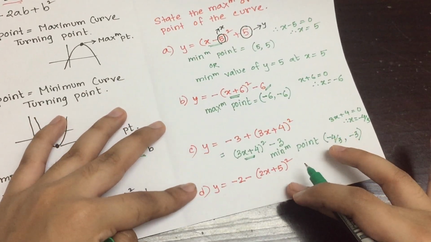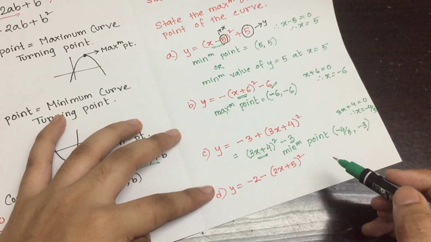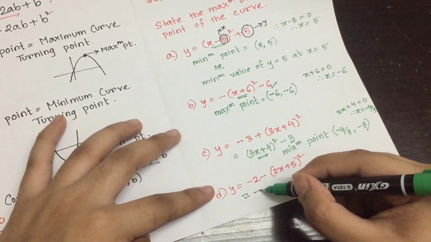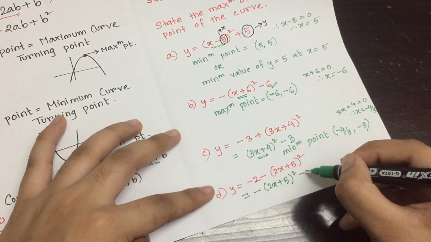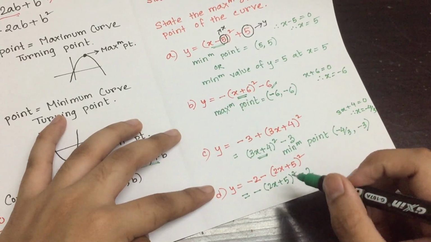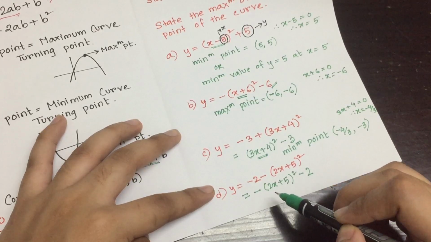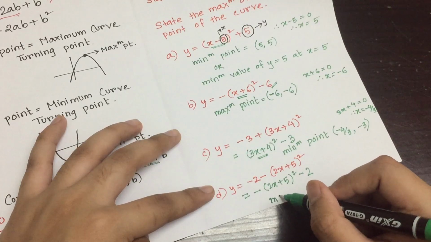And the last one here is also not arranged in a proper manner. So what do we do? We first arrange it. So we write minus 2x plus 5 whole square minus 2. So now I have arranged this, and as you can see here, before the square expression there is a negative sign. So this is obviously a maximum curve. So I'll get a maximum point.